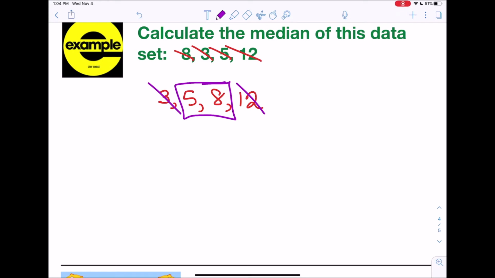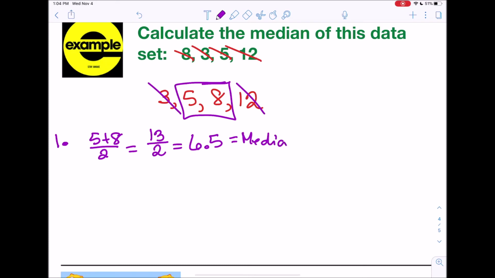So my first way of doing it is to do the mean of them. So I could do 5 plus 8 divided by 2, right? This was method 1. 5 plus 8 divided by 2, well, 5 plus 8 is 13, and 13 divided by 2 is 6.5. Okay, so that would equal the median, 6.5. And these are the methods.